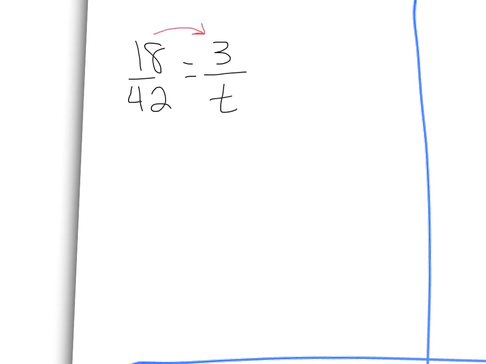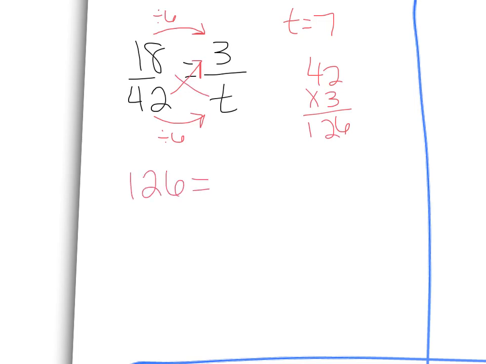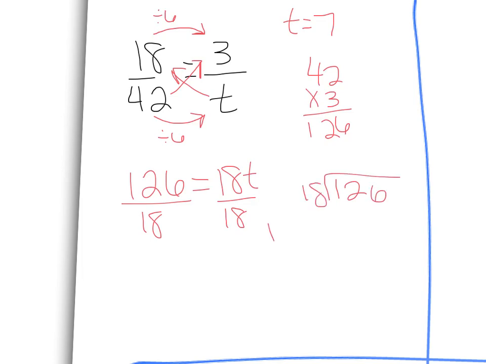Using the idea we talked about yesterday, 18 to 3, I know that I can divide by 6, so I should be able to do the same thing in my denominator. 42 divided by 6 gives me 7, so I'm thinking t equals 7. Let's make sure this cross products theory actually works. If I take 42 times 3, I'm going to get 126, and that should be equal to 18t. If I divide 126 by 18, let's just try 7 times, and it does go in evenly.